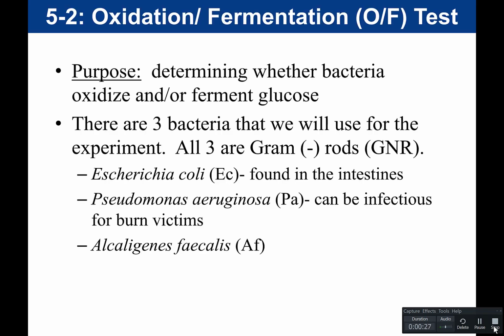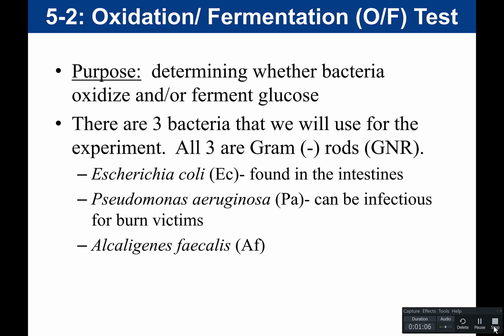For the oxidation fermentation test, the purpose of this test is to determine whether bacteria oxidize and/or ferment glucose. So we just looked at our phenol red test, and in the phenol red test, we were determining if bacteria could metabolize a specific carbohydrate. In the phenol red test, we weren't differentiating based on oxygen requirements, meaning that bacteria could have oxidized the sugar, it could have fermented the sugar. All we were doing in the phenol red broth test was determining if bacteria can metabolize the sugar.